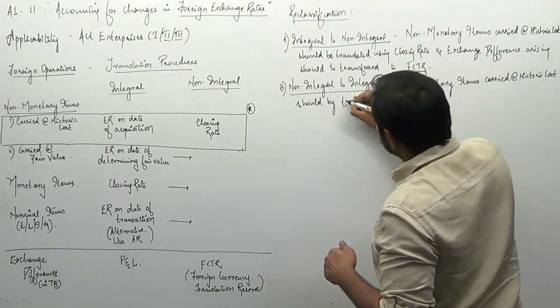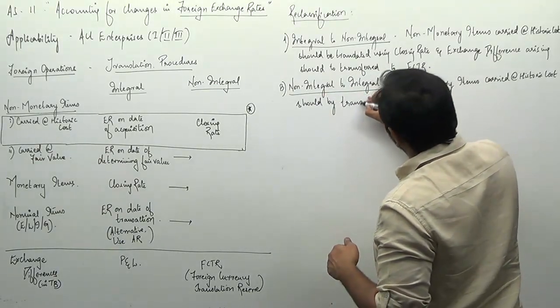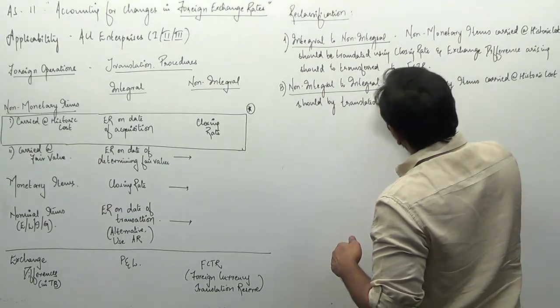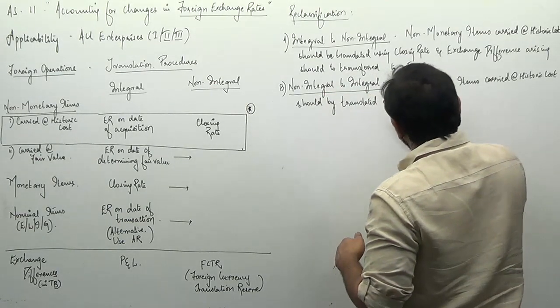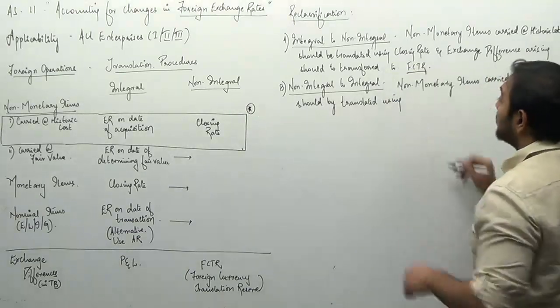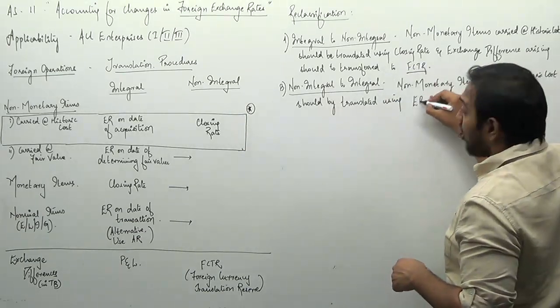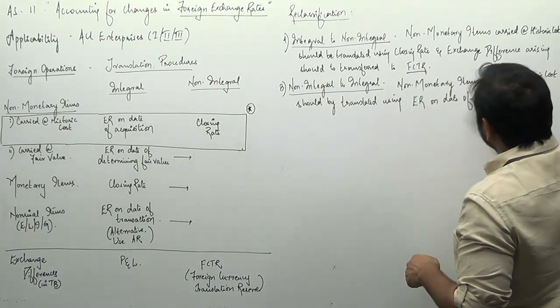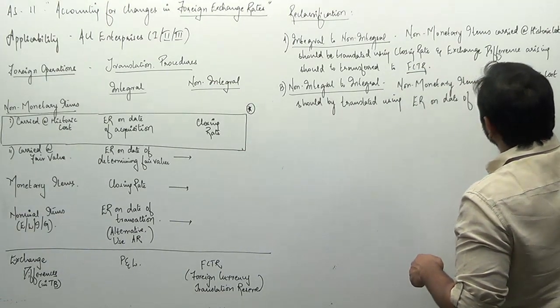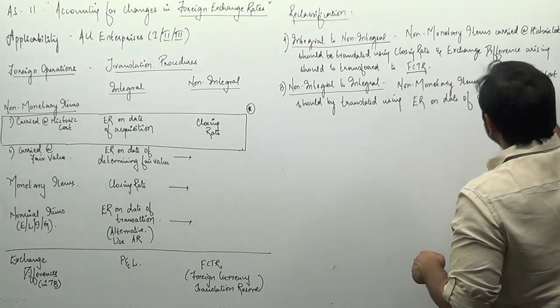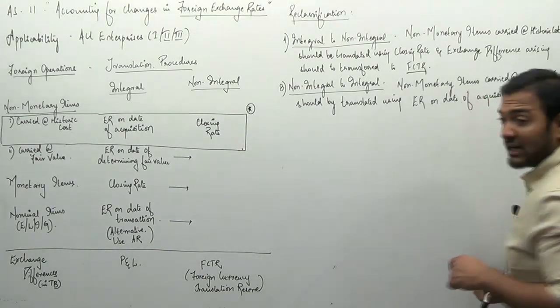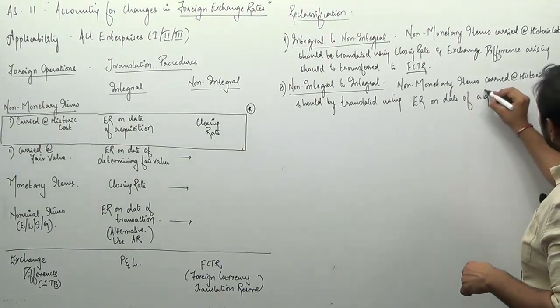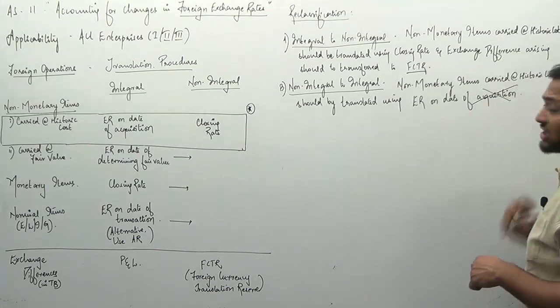Should be translated using... Now since it is integral, what should I use? Exchange rate on date of acquisition I have to use. But like I said, it is not possible every time to get the acquisition. What is the exchange rate on date of acquisition?